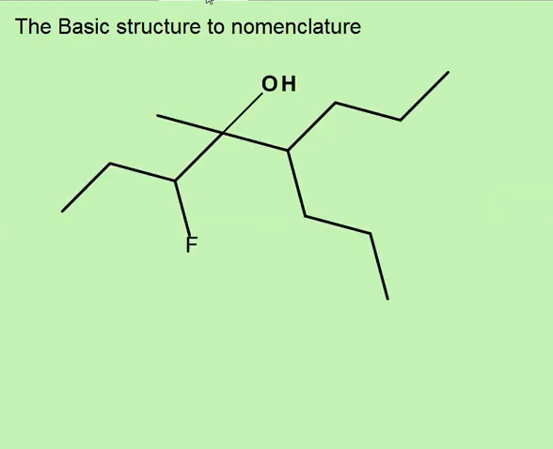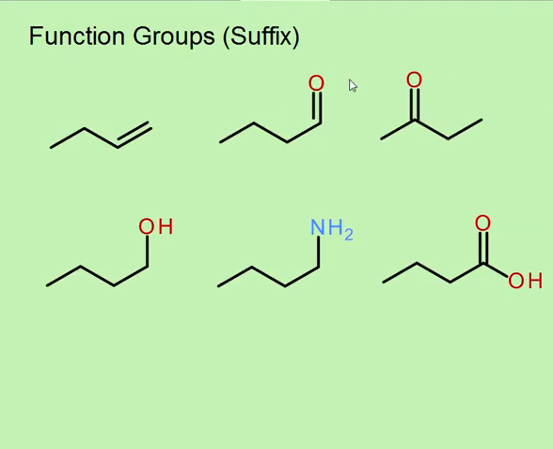Now, naming the alkanes, if we look at this example here and think about the basic structure of the name, we'll have a suffix at the end of the name, which is basically the functional group present in the molecule. And in this example, it's the OH or alcohol group in red. So we'll see lots of different kinds of functional groups.